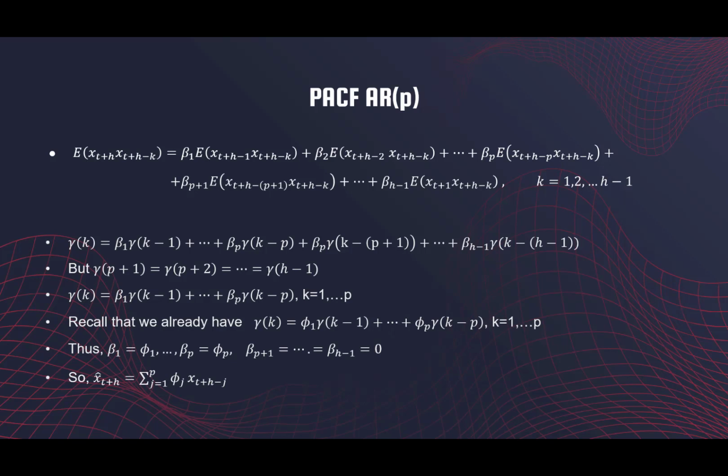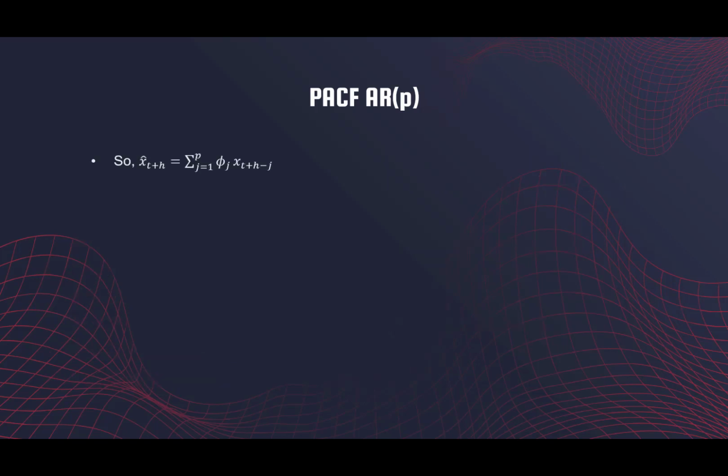So basically what we get is that the predicted value of x_{t+h} has this form. Okay. So now we are ready to look at the PACF. We know that the PACF has this formula, right? And x_{t+h} minus the predicted value, that is this minus this, is going to be w_{t+h}. This is basically because x is an AR(p) process.